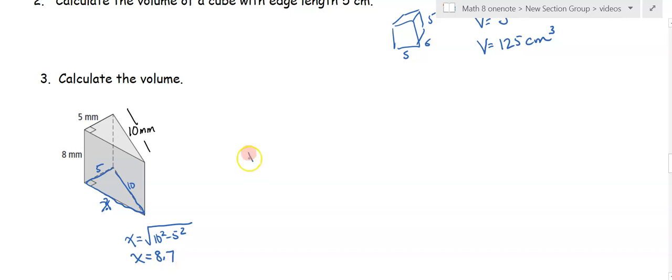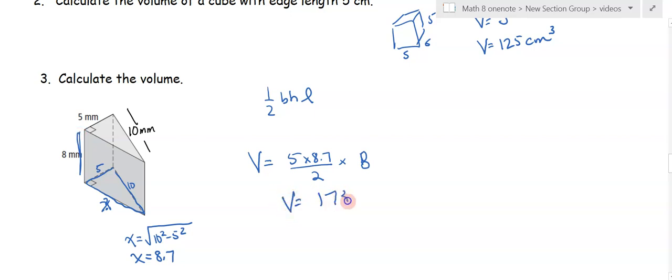And so now I can continue on. I can either use my formula, a half times base times height times length, or I can find the area of the base, which is 5 by 8.7 divided by 2, the area of the triangle, multiplied by the height of the triangle, which is 8. And so I type all that in, multiplied by 5, divided by 2, multiplied by 8, and I would get the volume to be 173.2 millimeters cubed.